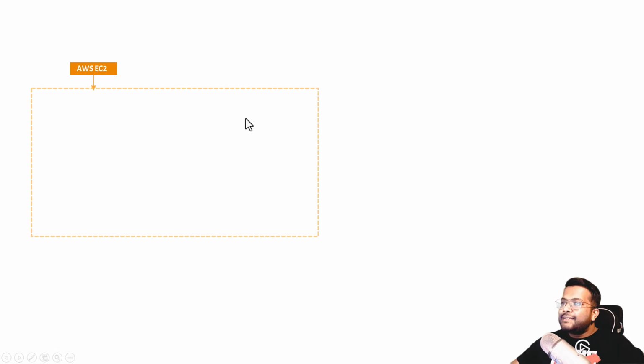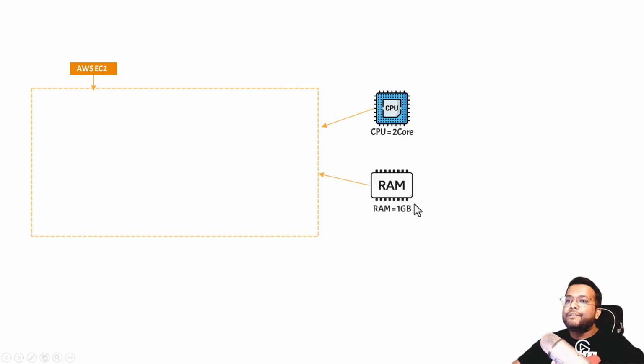So let's say there is a machine. I have taken an AWS EC2, that is Amazon Web Services EC2 instance. You must be aware of that. And let's say it has a CPU core of 2 and the RAM is 1 GB. We have defined the limitation on the resources of this AWS EC2 machine. It is having a CPU of 2 cores and a RAM of 1 GB.